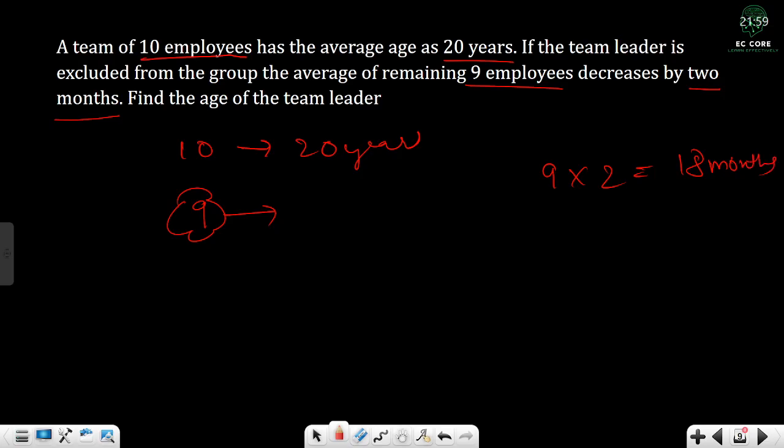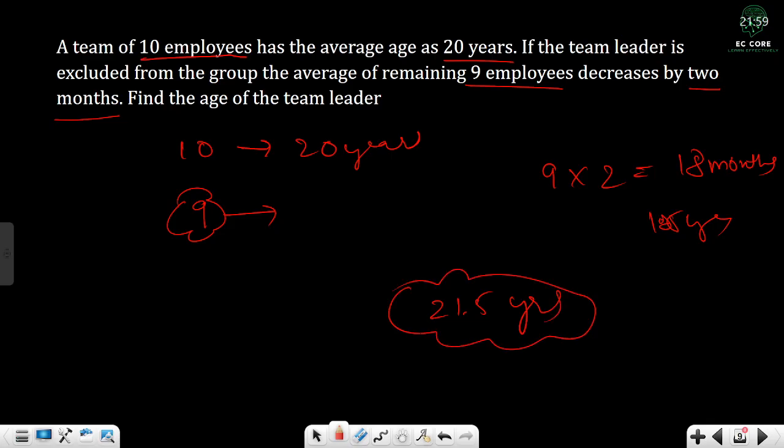So my answer will be, it is decreased. So the age of the team leader is greater than 20 years. So that will be 18 months greater than 20 years. So 18 months is 1.5 years. So the age of the group leader is 21.5 years. So this is the answer for this question.